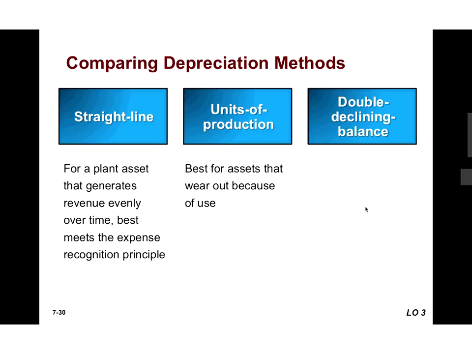Okay, and then double declining balance. This is best for assets that generate more revenue early in the life. So that's a choice a company will make.